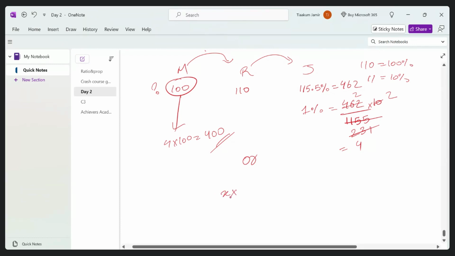Let's say x rupees. With 10% profit, that means 110 by 100, and with 5% profit, 105 by 100, equals 462. Then simplify: 5 times 21, then 21 times 2 gives us 42, 42 is 2 times 11. 2 into 100 is 200, into 2 will give us x equal to 400. We can do it this way also.